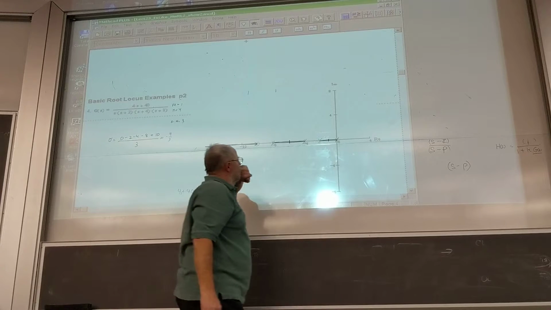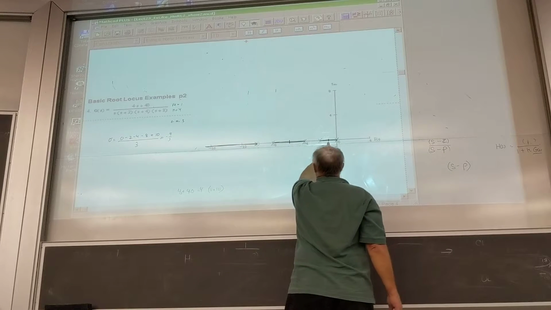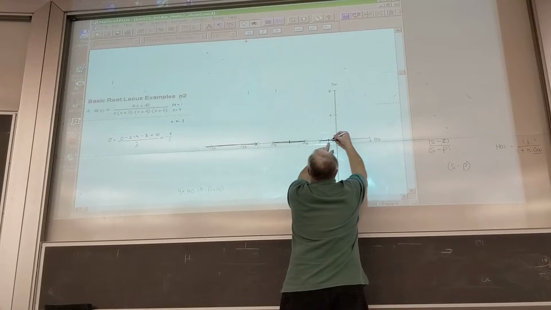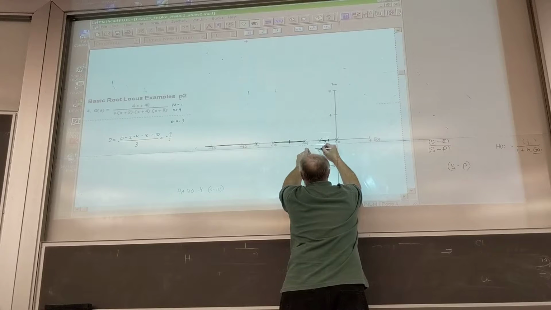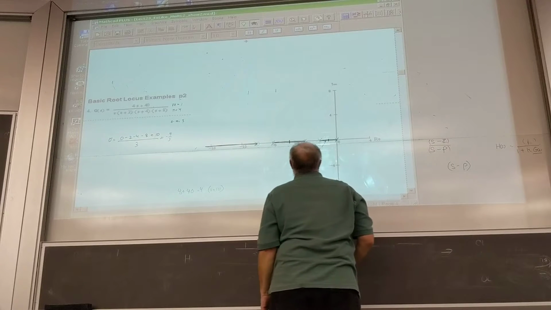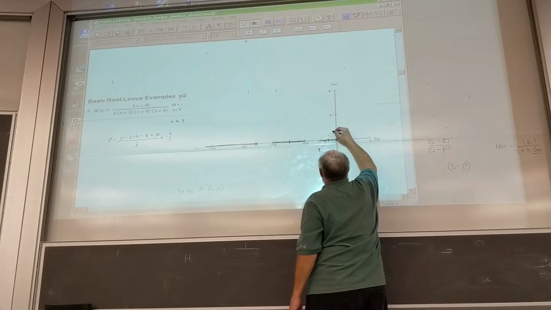Did I do that right? Okay. Negative 4/3. That's 2. That's about 1. That's about right, about here. So here's my centroid. Oh, not tau. Sigma. Okay, what's it going to do?